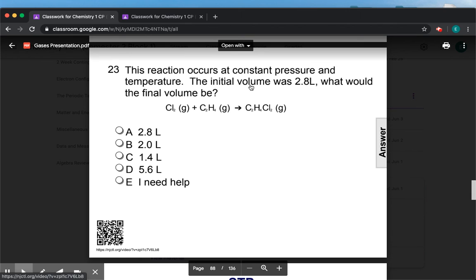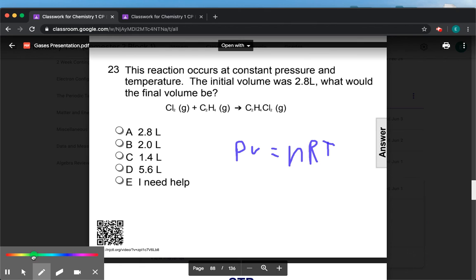This reaction occurs at a constant pressure and temperature. Okay, so I'll do one more. PV is equal to nRT. Constant pressure and constant temperature. R is always constant. So the only things changing are volume and moles. Okay. The initial volume is 2.8. What would the final volume be?